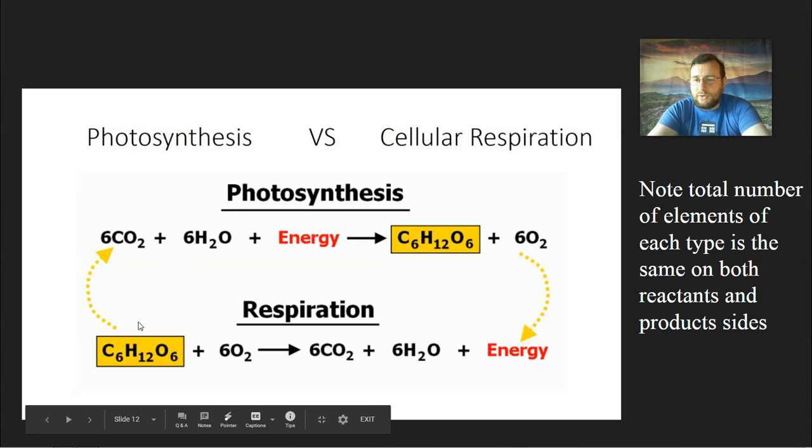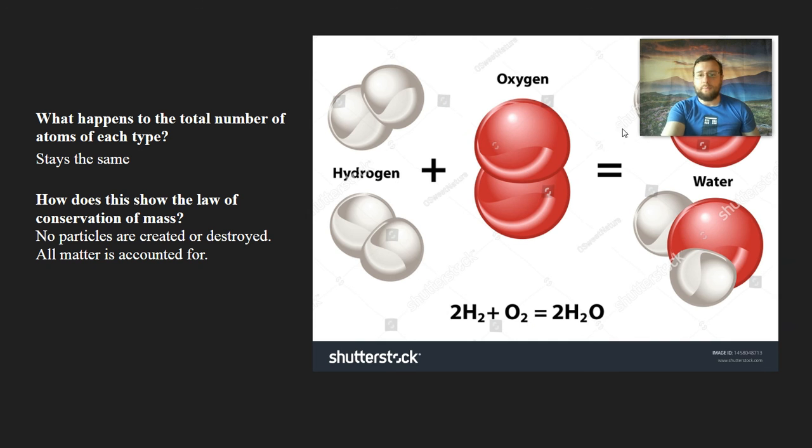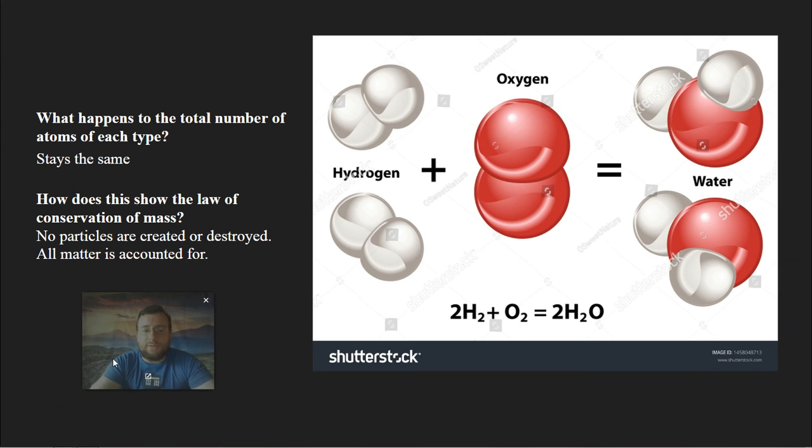And since cell respiration is the opposite, it's going to be exactly the same thing. So as you can see, no matter which chemical reaction you look at, if the equation is balanced, like it should be, the total amount of atoms is going to be the same in the reactants and products, right? So what happens to the total number of atoms of each type? It always stays the same.